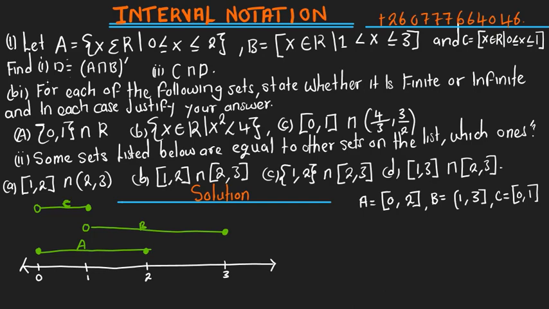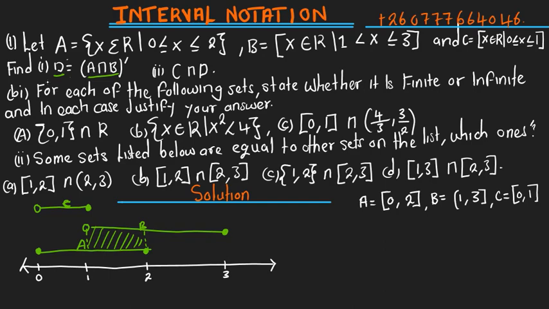Then they're saying set D is the same as this set. So we find A intersection B complement. First of all, we find where A and B are intersecting. They are intersecting here. This is where the two are intersecting.